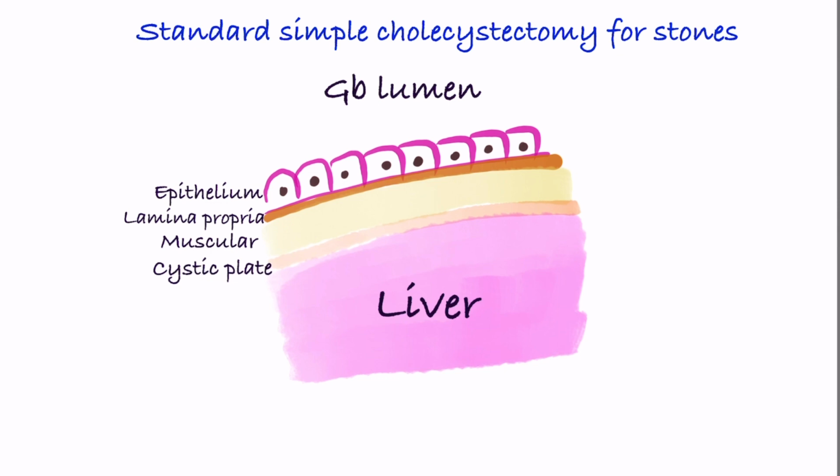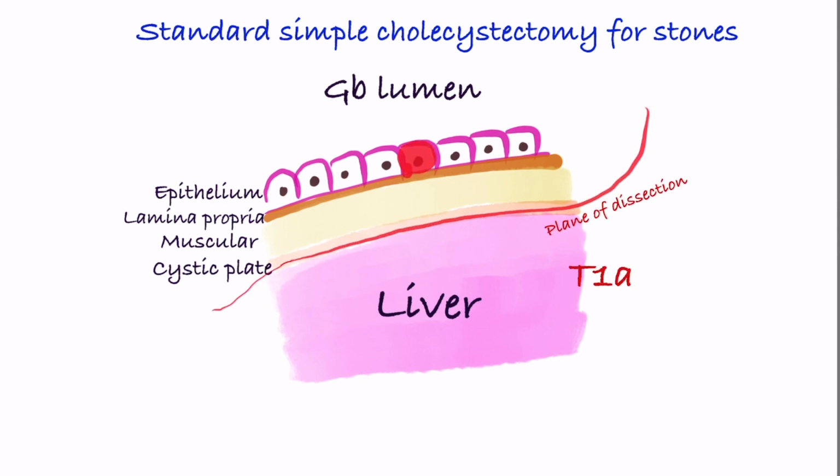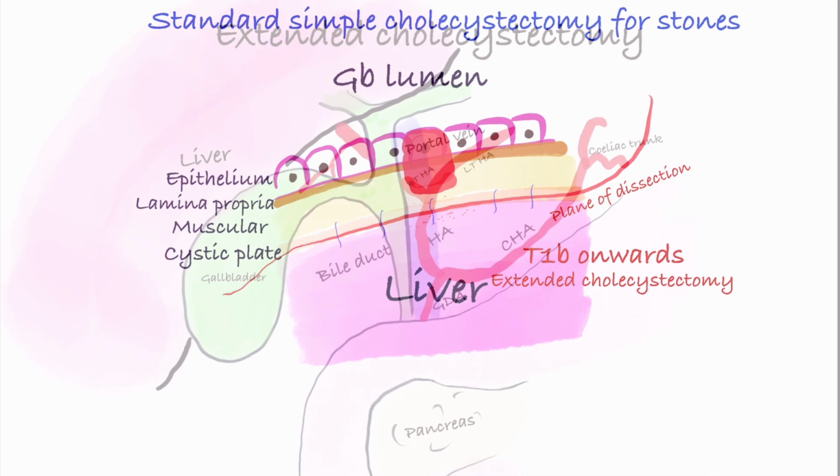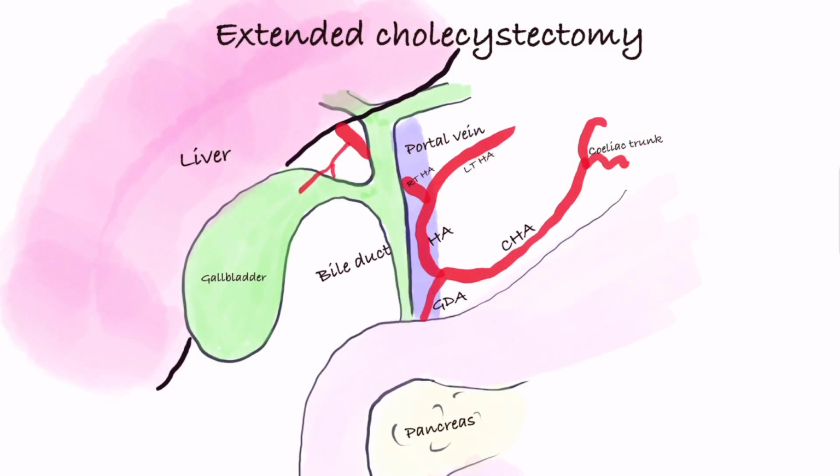For T1a, or tumors limited to lamina propria, standard cholecystectomy is sufficient, as there is a muscle layer in between. But when the muscle layer is involved, T1b, simple cholecystectomy is inadequate as cancer cells may go beyond the muscle layer on the liver side. Plus multiple cholecystic veins drain directly into the liver carrying tumor cells. Hence T1b onwards, extended cholecystectomy is done. Resection of the liver portion deep to the gallbladder is necessary with lymph node dissection.